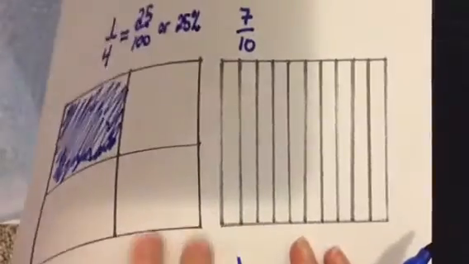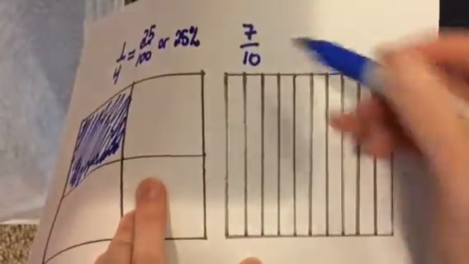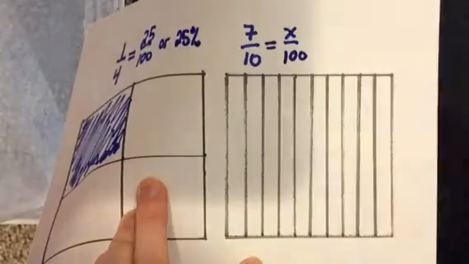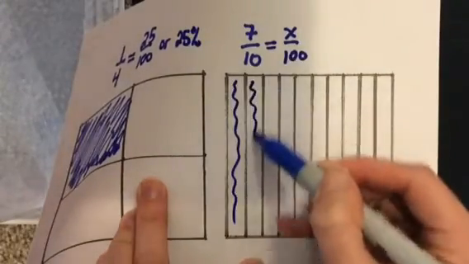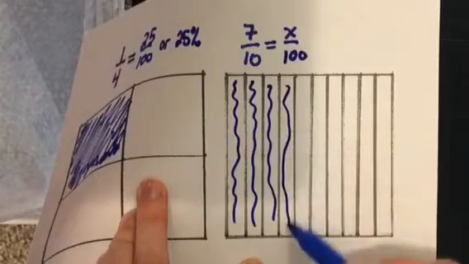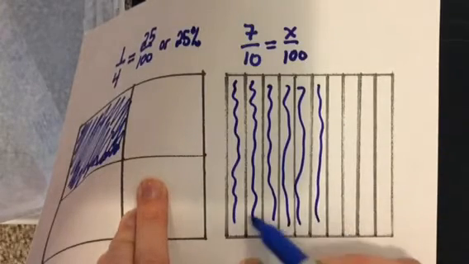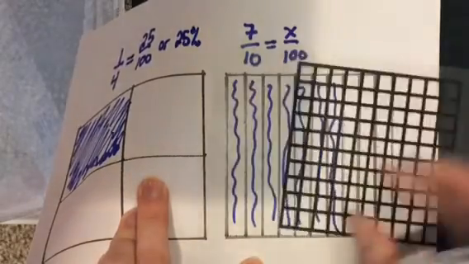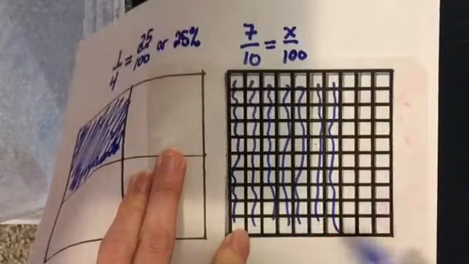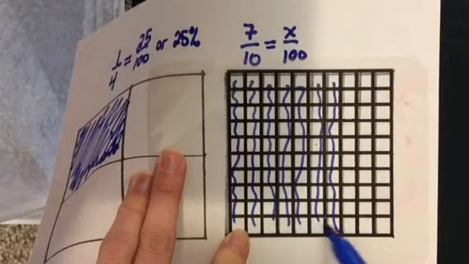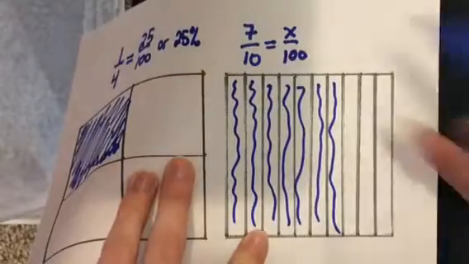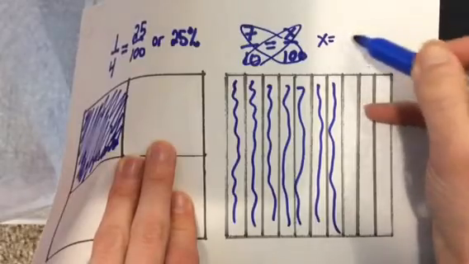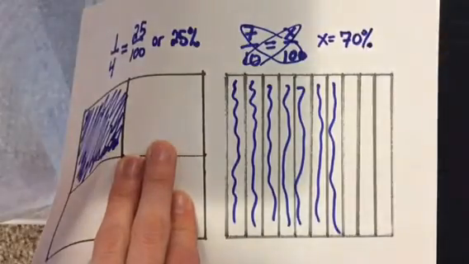With my next one, 7/10, to figure out what percent that is means how many out of 100 is 7 out of 10. So I'm going to color in 7 out of 10: 1, 2, 3, 4, 5, 6, 7. Overlay it so we can actually see. And it is 1, 2, 3, 4, 5, 6, 7 by 10. So it's 70 out of 100, which is exactly what you'd get if you had cross multiplied. So x is equal to 70%.